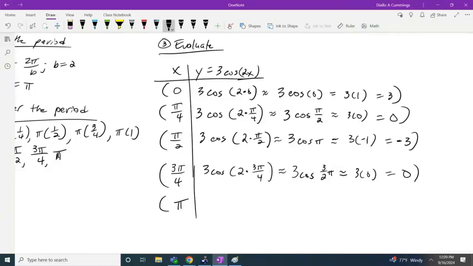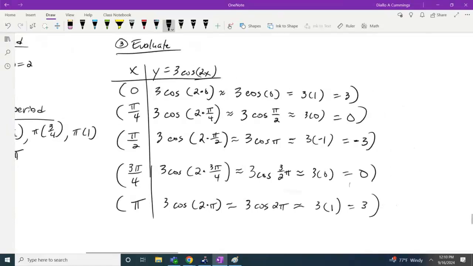And then we're going to substitute in pi. So this is 3 times the cosine of 2 times pi. That's 3 times the cosine of 2 pi. The cosine of 2 pi should be 1. So that gives us our last ordered pair point of pi, comma 3. All right, now we're going to graph.